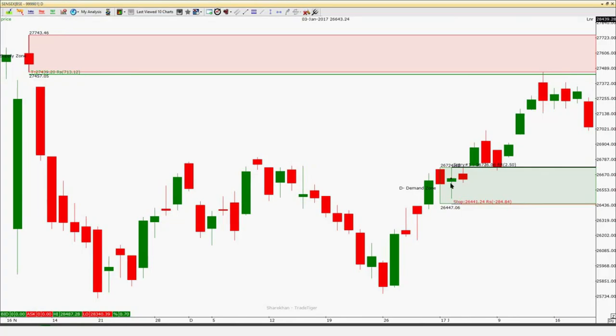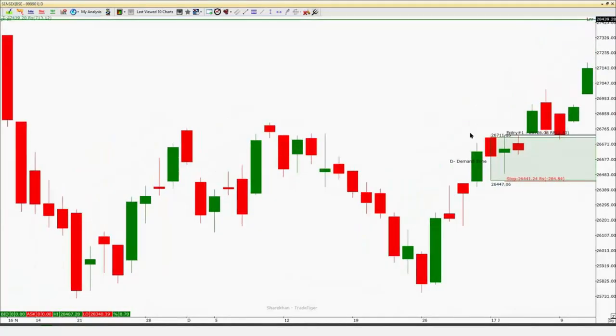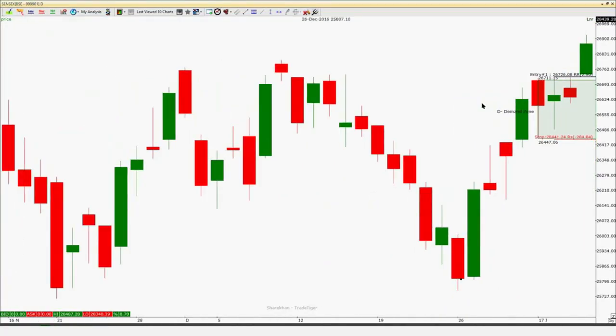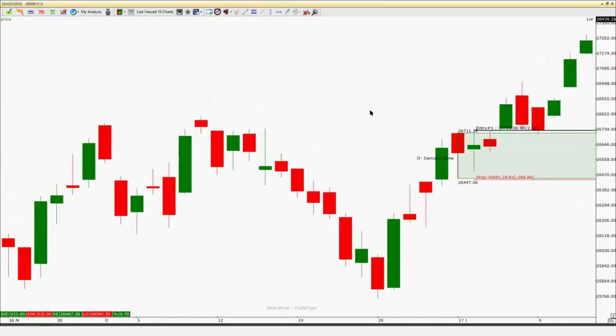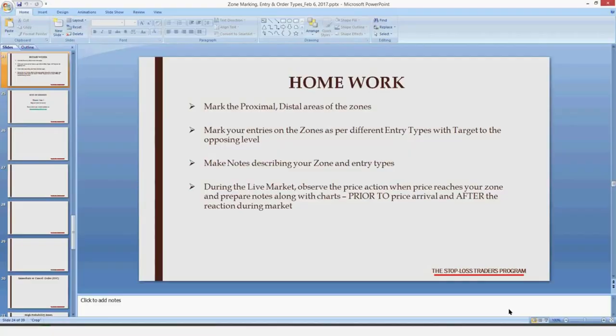So the higher time frame zone is going to cause that kind of price move, right? So if it is going up, it is going to create demand zones in between. Do you agree to this? The demand zones will be created if it is moving up. So I have marked these two demand zones.